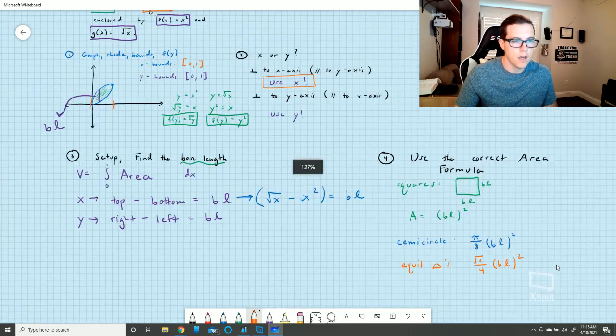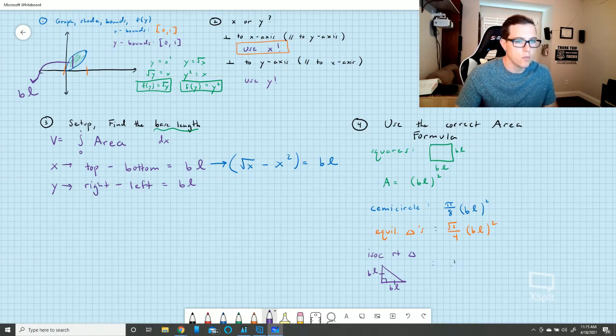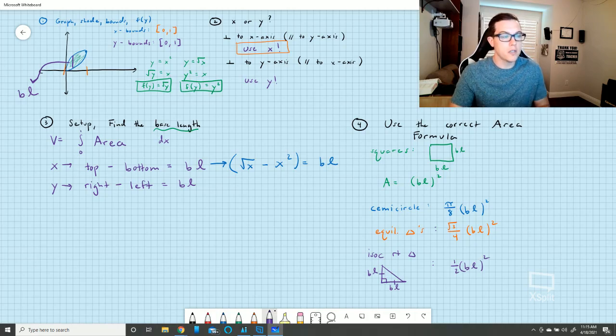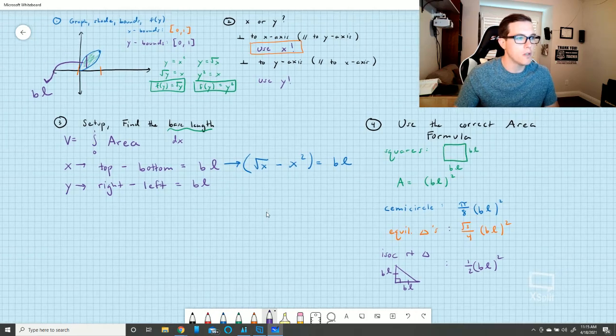And I think the other one the homework is going to ask you about would be something like an isosceles right triangle. So like this, where this is your base length. Well, if the bottom is your base length and an isosceles right triangle, these two are the same. So the area for this one would be 1/2 base length squared. There are others that we will practice as we go, and I will go through them. I think this is a good start, though. These 4 are good to know: squares, semicircles, equilateral triangles, or isosceles right triangles. And all you really have to do is, once you know what the shape is, just plug it in.